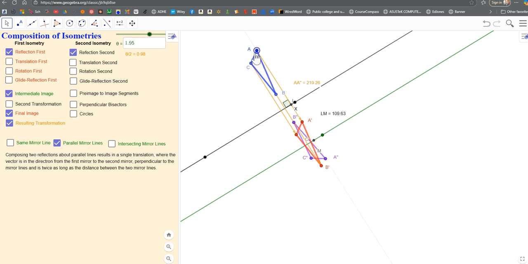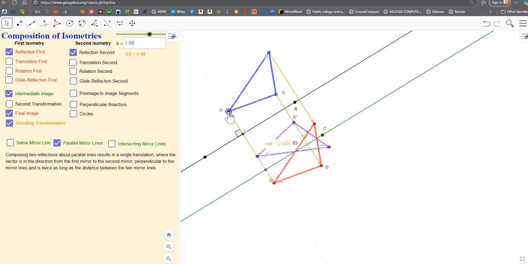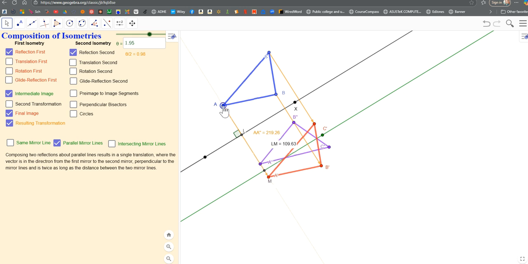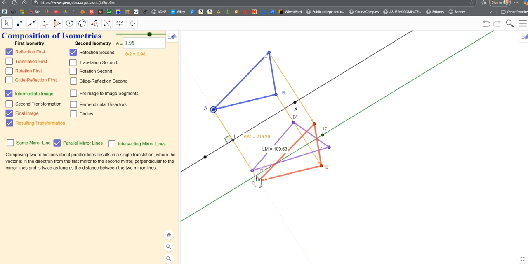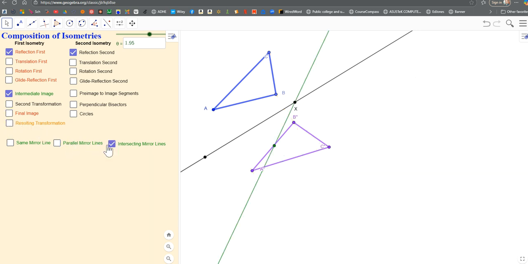So here you can see the distance between the lines here. Okay, it is 219.26, and that's the actual distance between the pre-image and final image, but the distance between here and here is half of that. So the length of this vector is twice as much. So we get that. Then the last case for two reflections is if the two lines intersect.